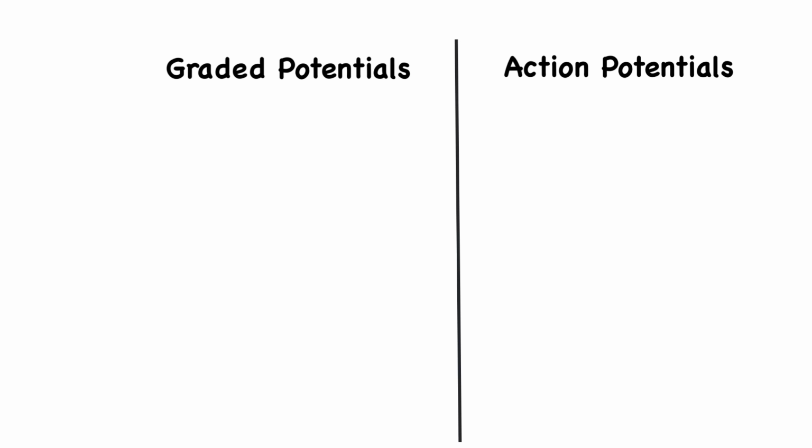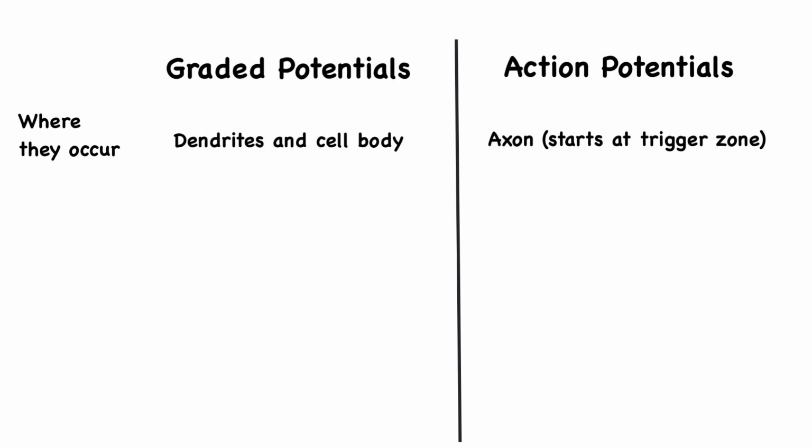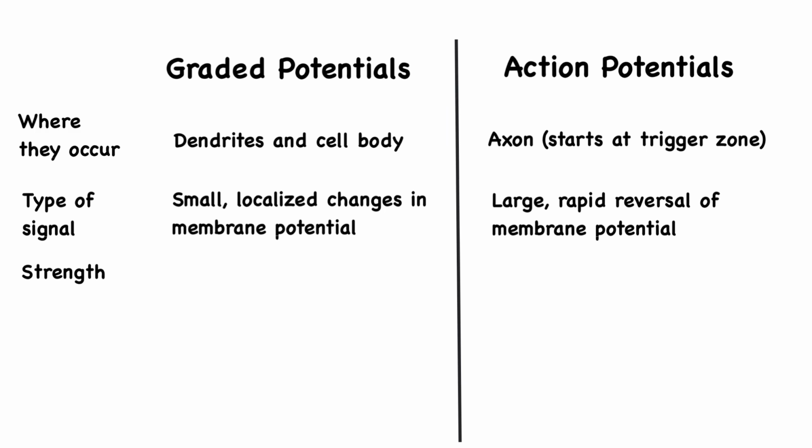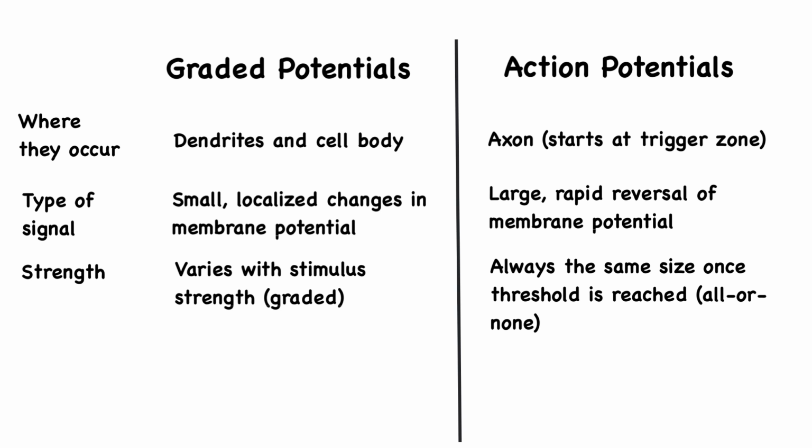As we finish up, let's quickly compare graded potentials and action potentials, since both are essential for how neurons communicate, but they behave differently. Let's first look at where they occur. Graded potentials occur in the dendrites and cell body, whereas action potentials occur in the axon starting at the trigger zone or axon hillock. The type of signal that they send: graded potentials send small, localized changes in the membrane potential, whereas action potentials are large, rapid reversals of membrane potential. Graded potentials' strength varies with stimulus strength. They are graded. Action potentials' strength is always the same size once threshold is reached, that all or none principle. How about propagation? Graded potentials are decremental.